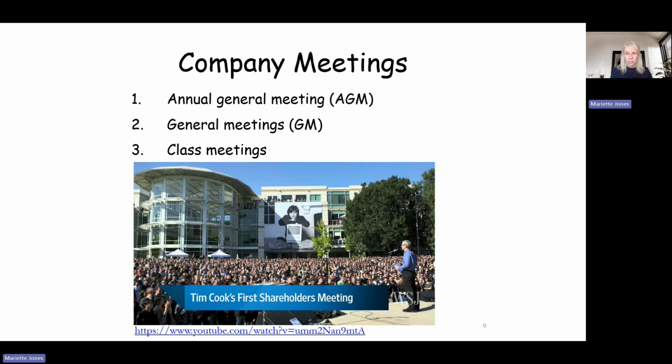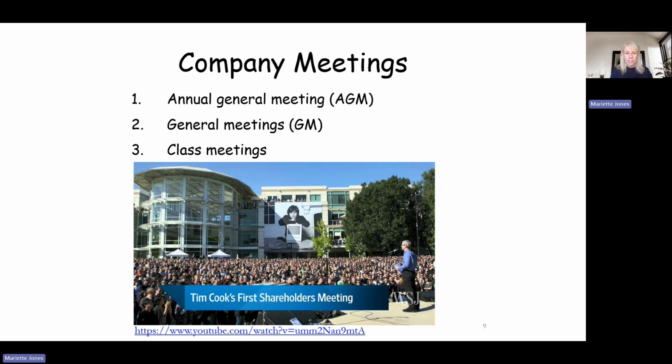Meetings of shareholders are another essential part of governance. The AGM refers to the annual general meeting of the shareholders. The GM would be the general meeting, and then we'd also have ad hoc class meetings for holders of a particular class of shares. So different meetings serve different purposes, and they all may have different notice requirements.